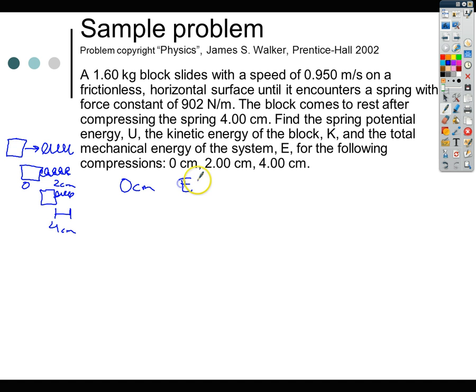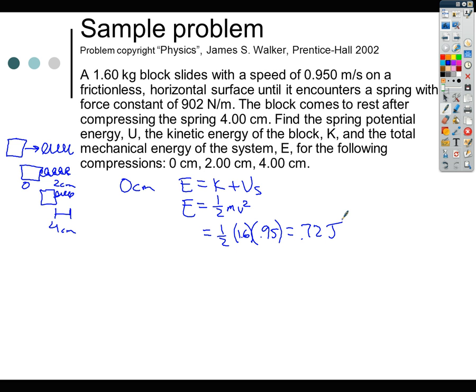We know that the total energy is equal to the kinetic plus the potential due to the spring. The energy here is all kinetic because it hasn't touched the spring yet, so we're going to say that's equal to 1/2 mv squared. Now we can plug all our numbers in. This would be 1/2 of 1.6, and our speed here is 0.95 squared, and that would give you 0.72 joules.